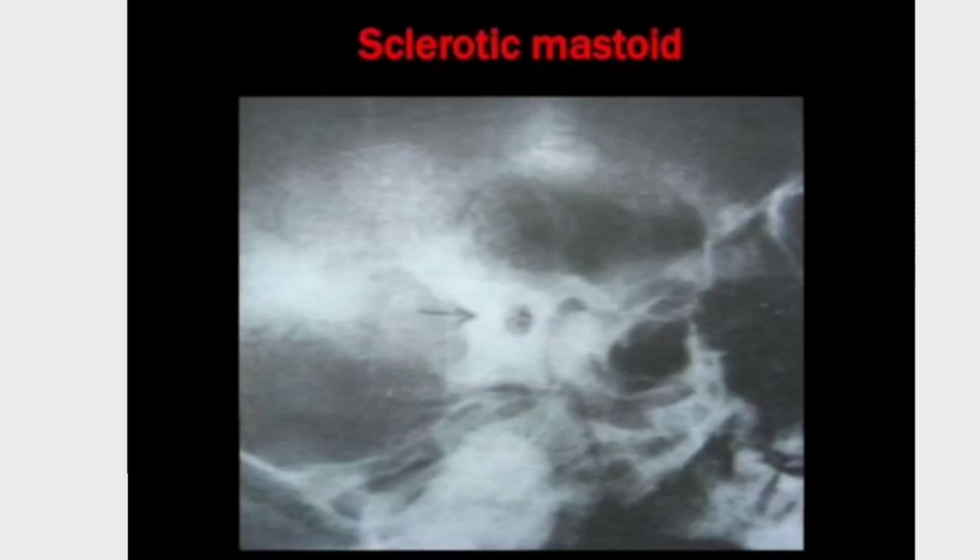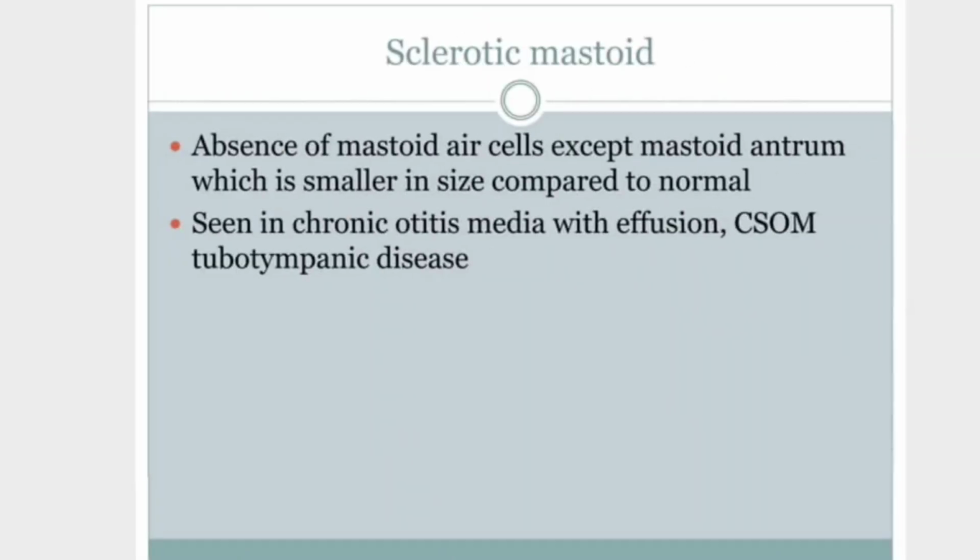This is the X-ray image of a lateral X-ray of the skull. You can see sclerotic mastoid. In sclerotic mastoid, there is absence of mastoid cells except the mastoid antrum, which is seen smaller in size. Next, it is seen in chronic attico-antral otitis media. Next is otitis media with effusion and tubotympanic disease.